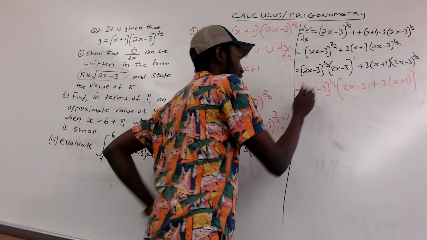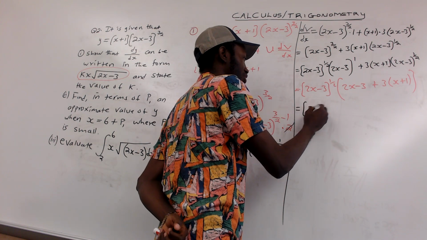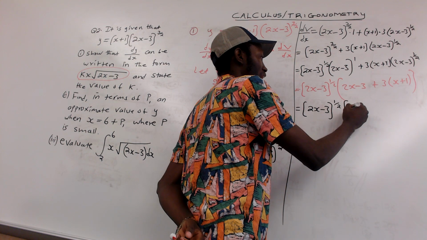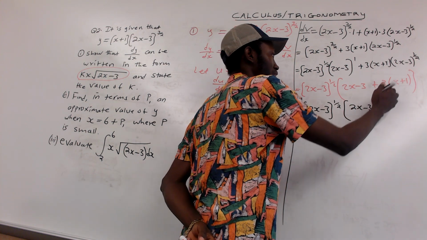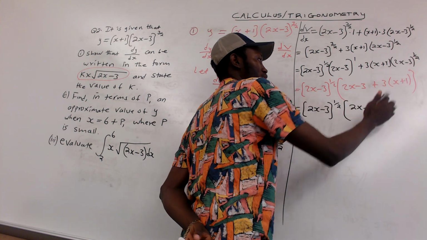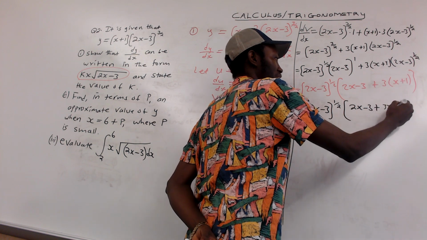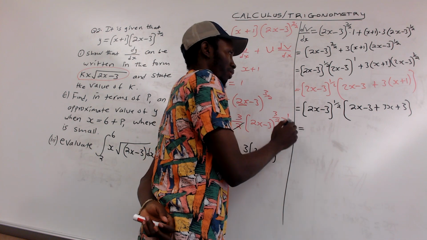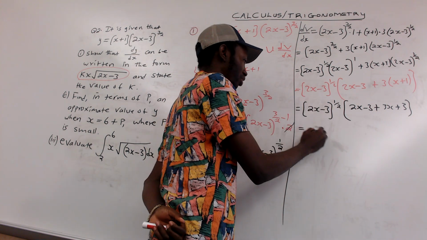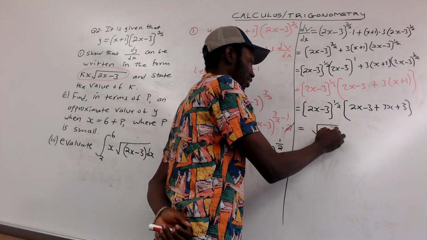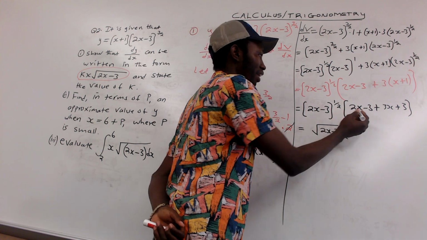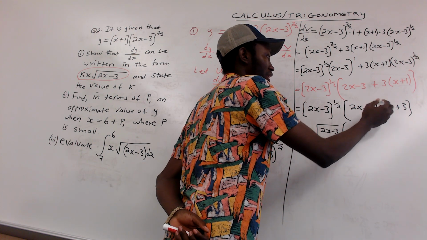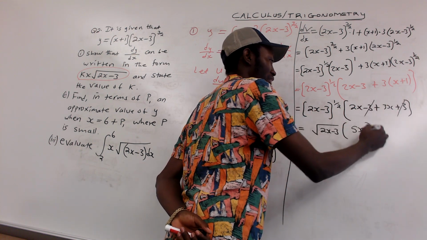So we can rewrite it as 2x minus 3 raised to power half into 2x minus 3 plus, this 3, we multiply it by these two terms. 3 times x is 3x, plus 3 times 1 is 3. This half is the same as the square root of 2x minus 3, into 2x plus 3x, which gives us 5x, minus 3 cancels plus 3, so everything is done.